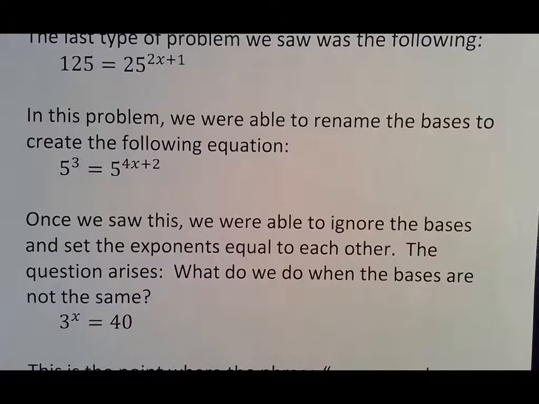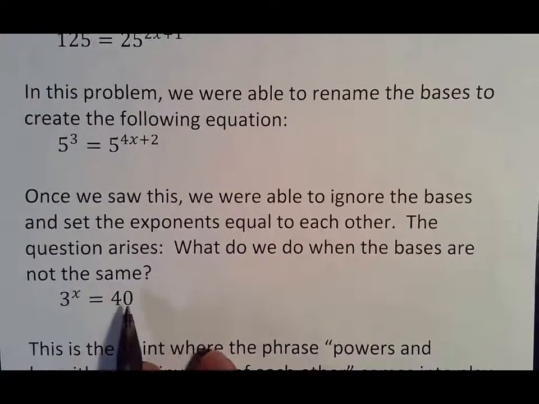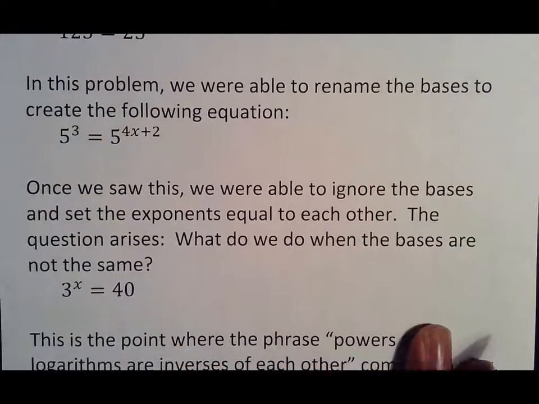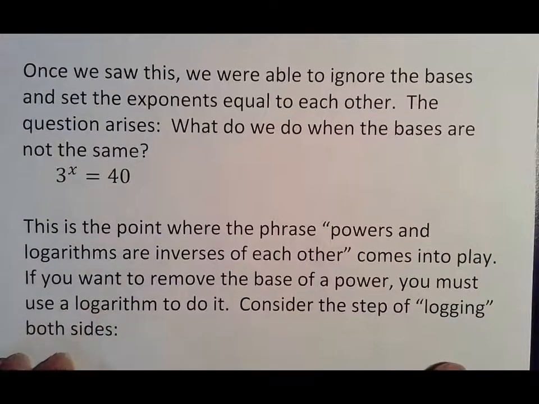But the question arises, what do we do when the bases are not the same? What happens when 3 to the x equals 40 and this cannot be written as a base of 3 because there is no power of 3 that leads to 40, at least not one that we can find. And this is most important when the phrase powers and logarithms or inverses comes into play. If you want to remove the base, you must use a logarithm to do it.